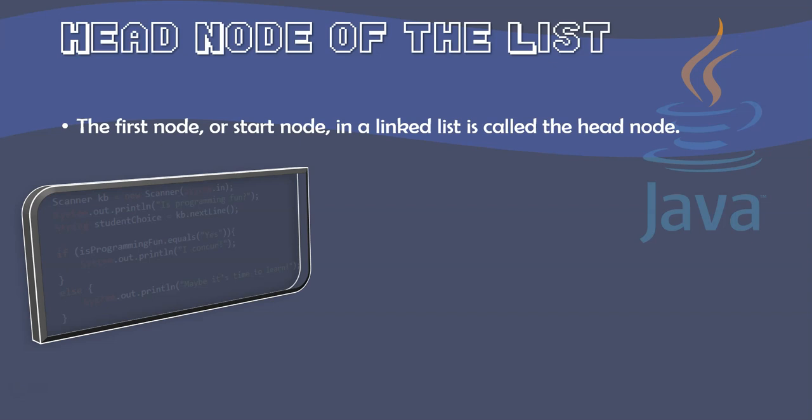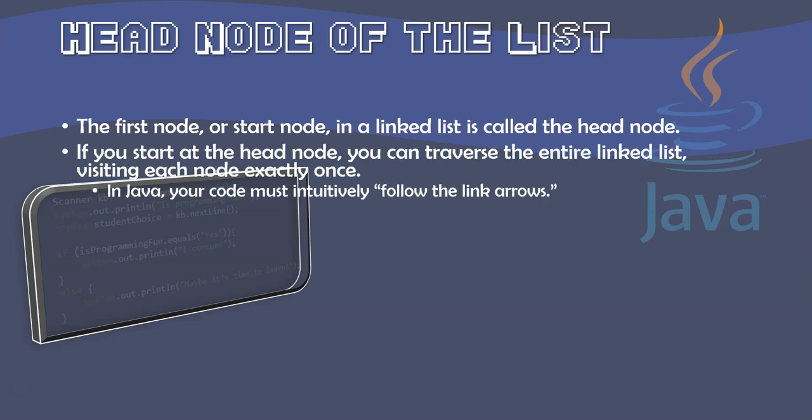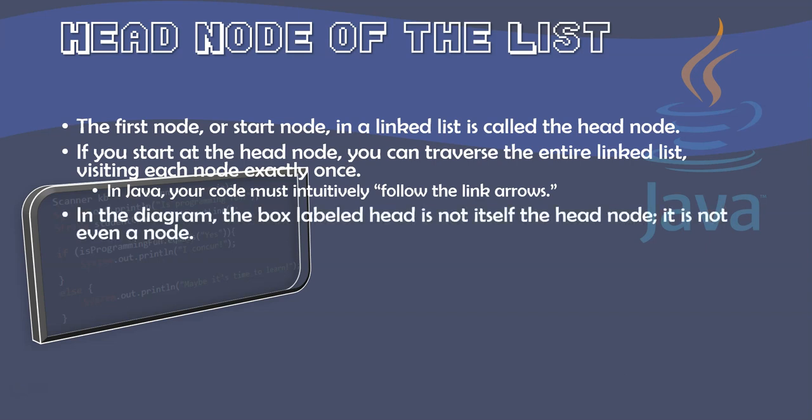Now, the head node of the list is our first node, or the start node, when we start looking at that data structure. If you start at the head node, you can traverse the entire linked list, visiting each node exactly once. In Java, your code must intuitively follow those link arrows. We were following that path straight down. It's a one-way trip.